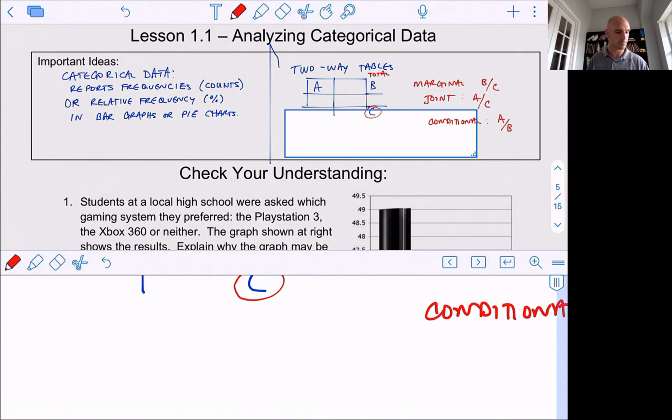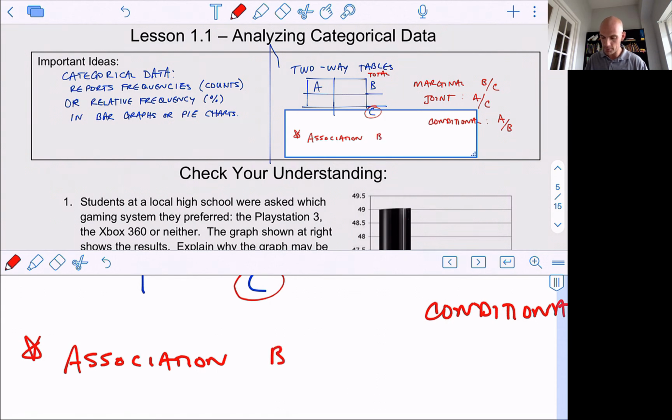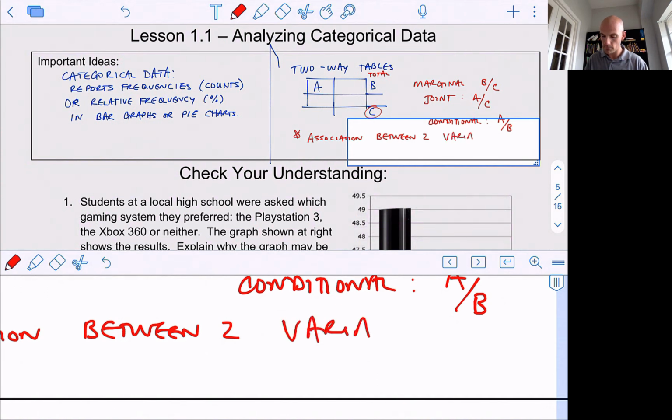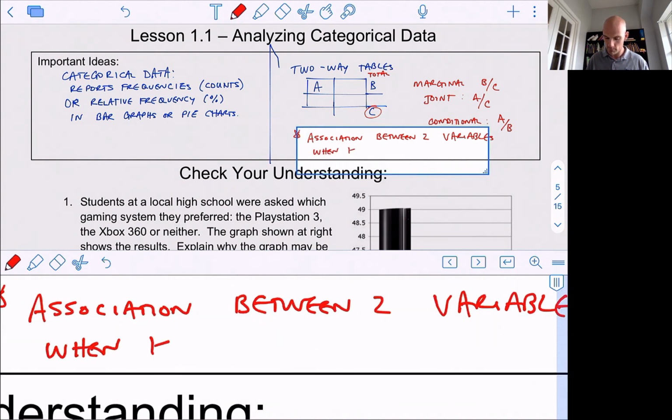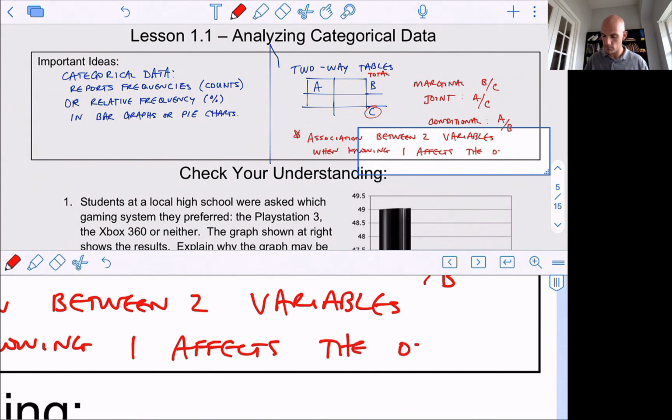And so association, association between two variables is defined like this. It's when knowing one affects the other. So you know if a person likes math better as their core subject, it affects the other, meaning you can know something about the other one.